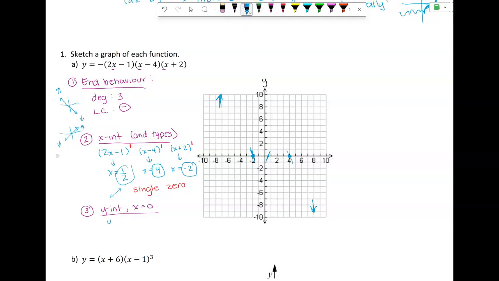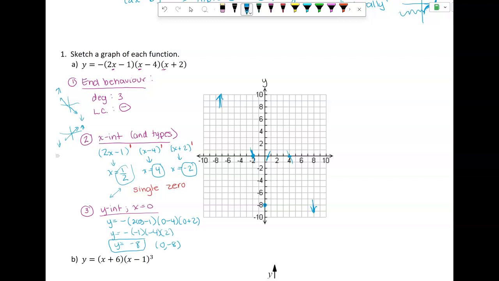So I go through the calculation: -2 times 0 - 1, 0 - 4, 0 + 2. So really y is equal to -1 times -4 times 2, which ends up being that the y-intercept value would be -8. So we know there's a point at (0, -8). So that's down here. So now I have all the key information I need to draw my polynomial function.